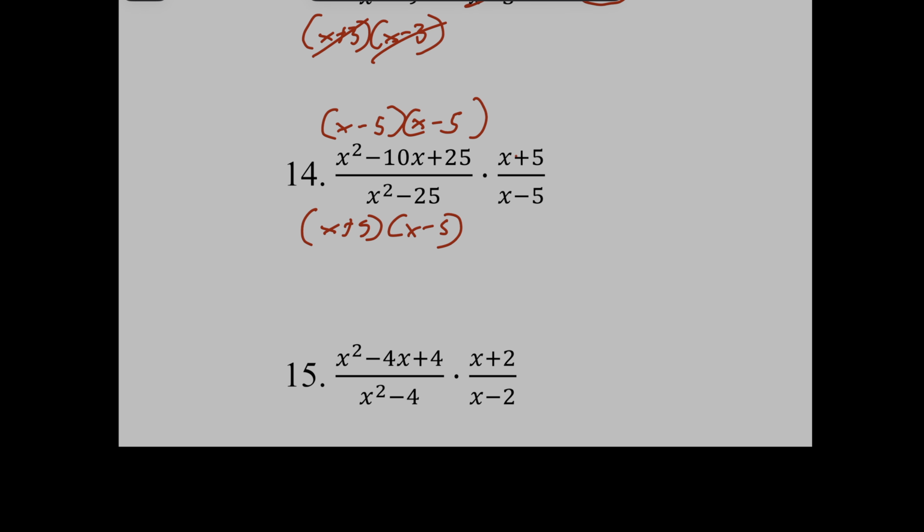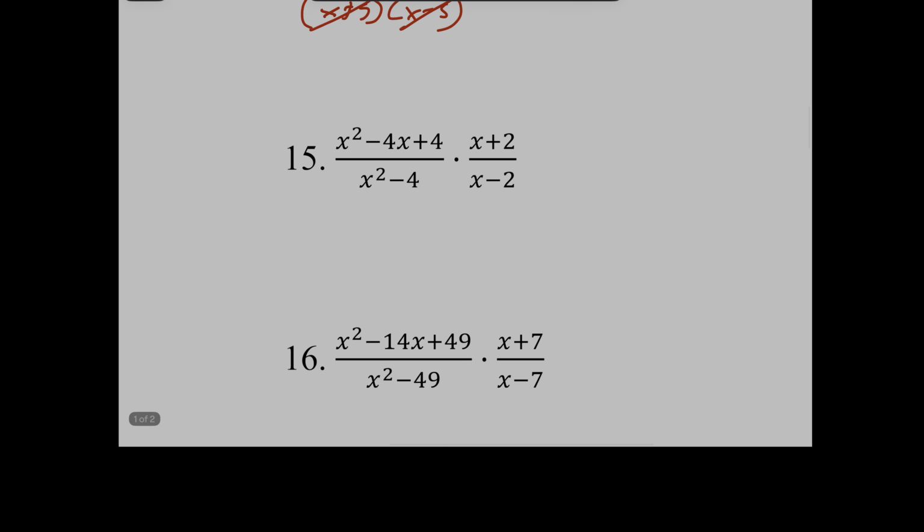X plus 5, boom, boom. X minus 5, boom, boom. X minus 5, boom, boom. This is also a 1. Okay, let's go on to number 15. This one is going to be an x minus 2, and an x minus 2, and an x plus 2, and an x minus 2. And I see a pattern here. Boom, boom, boom. This is also going to be a 1.